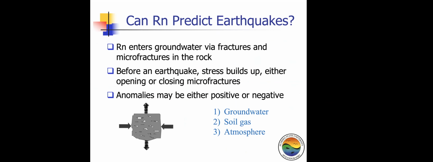I want to say a few words about earthquakes and radon prediction. People have been trying to do this for years. So the idea is that radon enters groundwater via fractures and microfractures. Before an earthquake, stress builds up, either opening or closing microfractures, and anomalies can be either positive or negative. Some people have looked at radon in groundwater, soil gas, and even in the atmosphere.